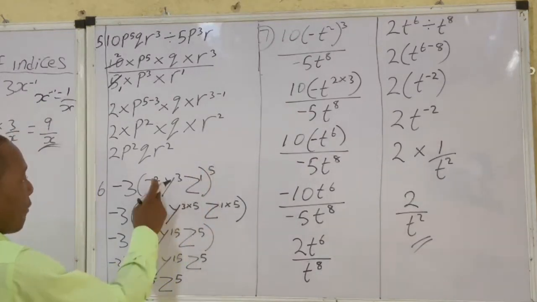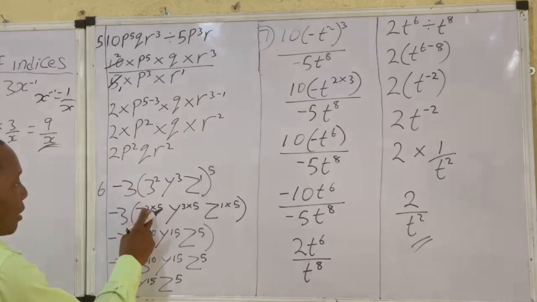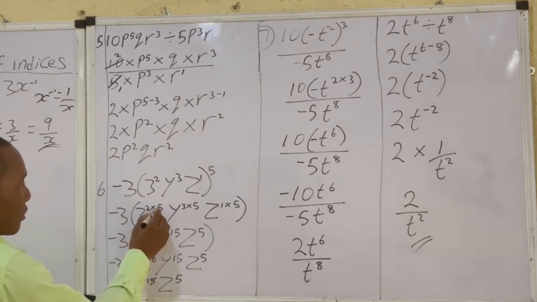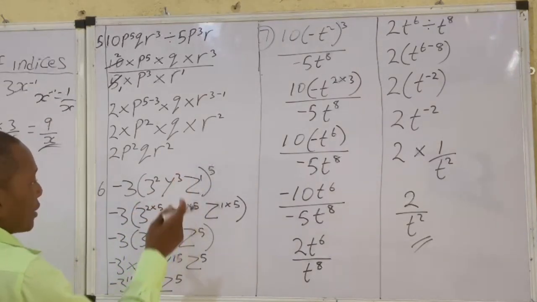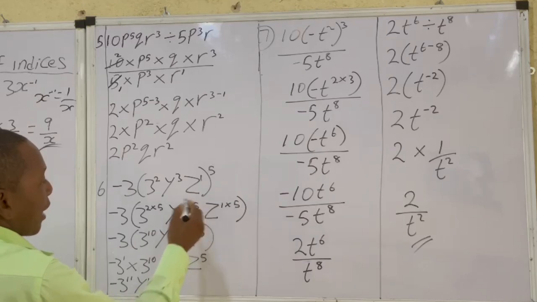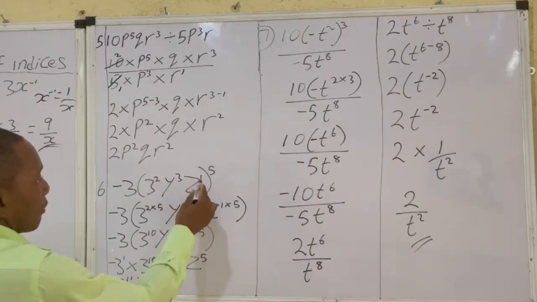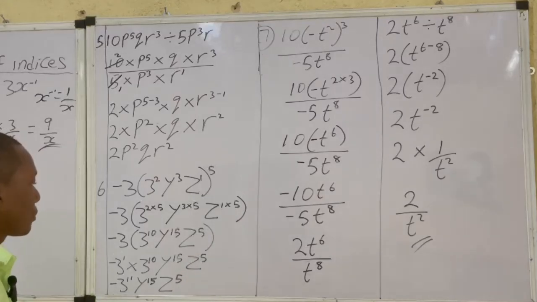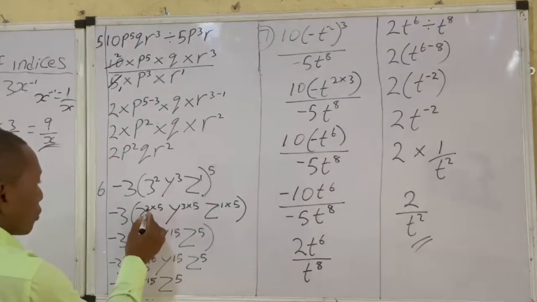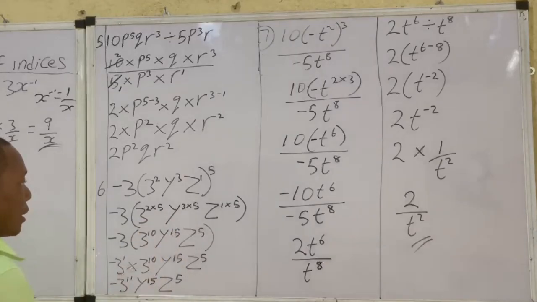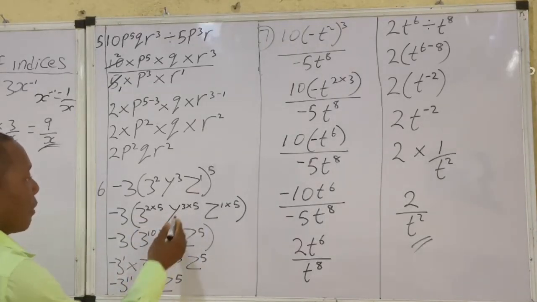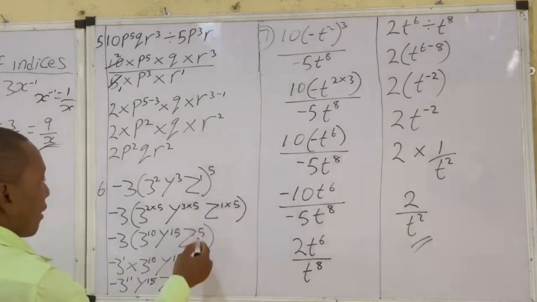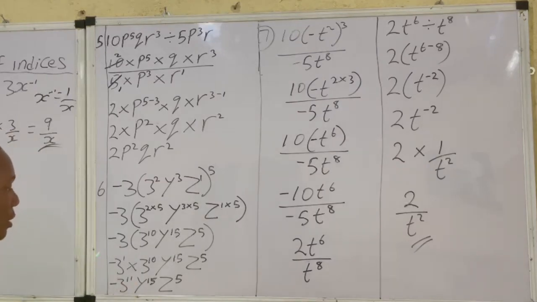I'll now use the 5 to multiply these two. That's 3 raised to power 2 times 5. The 5 to multiply these 3. Y raised to power 3 times 5. Now I'll use the 5 to multiply this one. Z raised to power 1 times 5. Remember, this minus 3 is still there. So if you do 2 times 5, you have 10. 3 times 5, you have 15. 1 times 5, you have this. The minus 3 is still there.